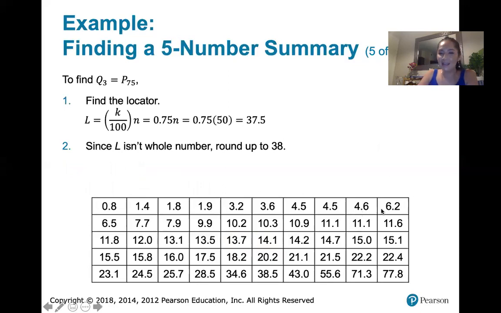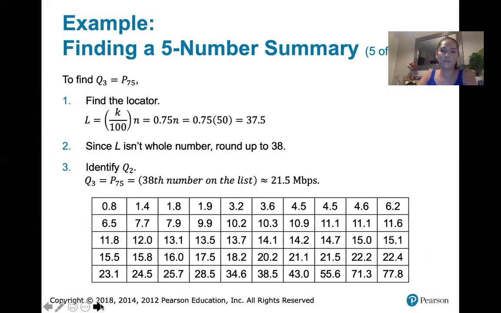So there are 10 items in every row. So this is values 1 through 10. And then these are the 11th through the 20th values. And then these are the 21st through the 30th. And this is the 31st through the 40th. So that would make this 39 and that would make this 38. So the 38th value is that 21.5. We go to the 38th value in that sorted list and we find 21.5 megabits per second. That is our third quartile, which is the same as the 75th percentile.